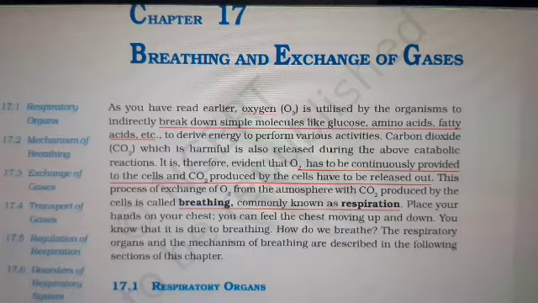So in the first paragraph, the idea is that the oxygen utilized by the organisms is used for the breakdown of simple molecules like glucose, amino acids and fatty acids, to derive energy to perform various activities. And the CO2 is also harmful to the body, so that's why CO2 is released during the catabolic process. So metabolism includes the anabolism and the catabolism processes.